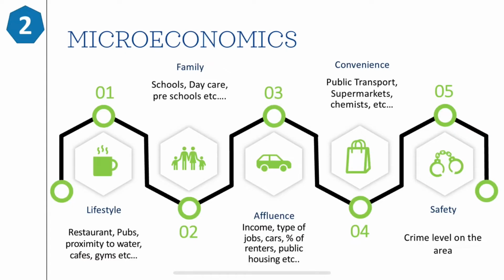Now we're going to look into the microeconomics. How livable is the suburb that we're looking into? We'll now look into the most important contributors for the microeconomics. Lifestyle is a really important ticket item. We also need to look at how family friendly the suburb is and how affluent its residents are. We also need to check the convenience ranking because it plays a big role. And lastly, we can look at safety, communications, and some other aspects.